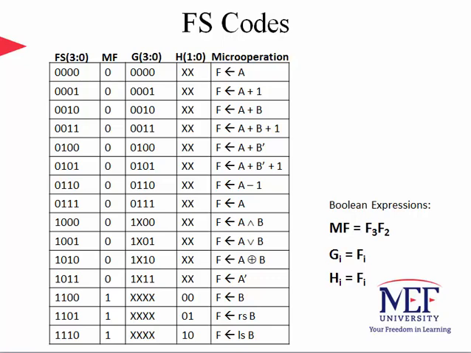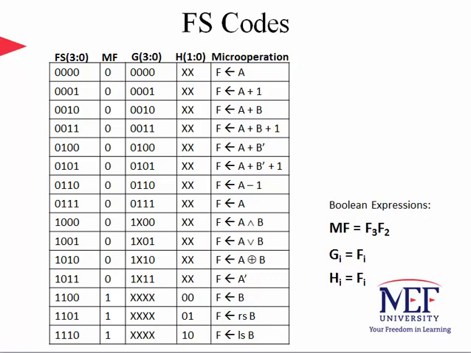This table shows the corresponding MF, G, H inputs of the ALU and the shifter and the multiplexer select inputs. For each FS code, the corresponding microoperation is also shown. As can be seen, additions, multiplications, subtractions, as well as 4 major logic operations can be performed by the 4-bit FS code. Please pay attention to the don't cares and how we come up with these.